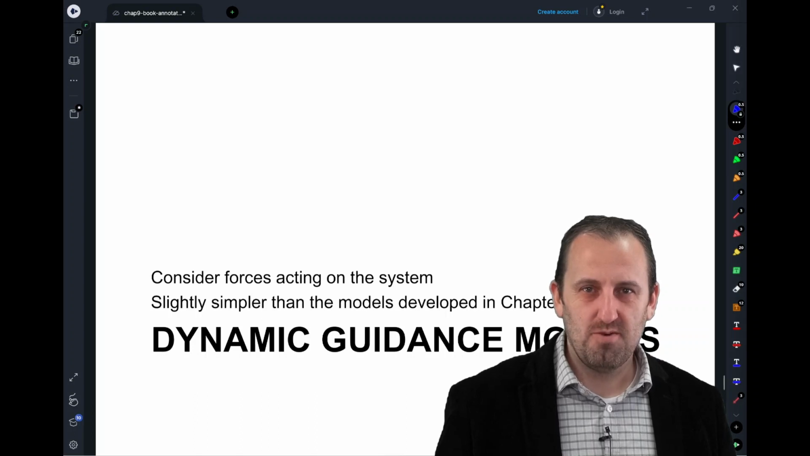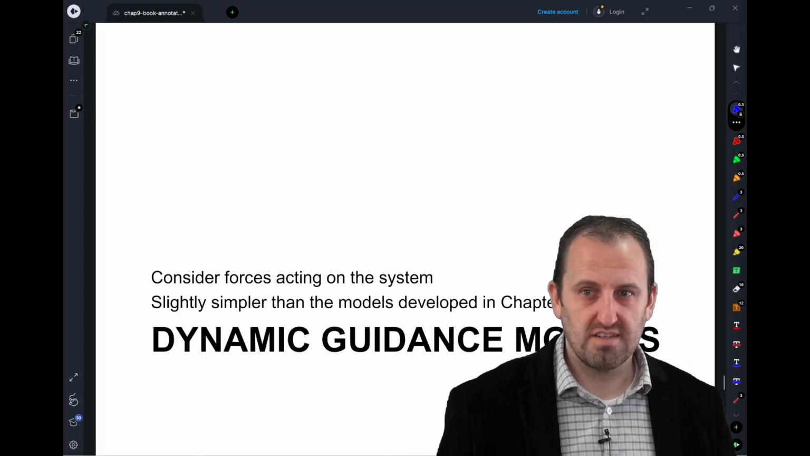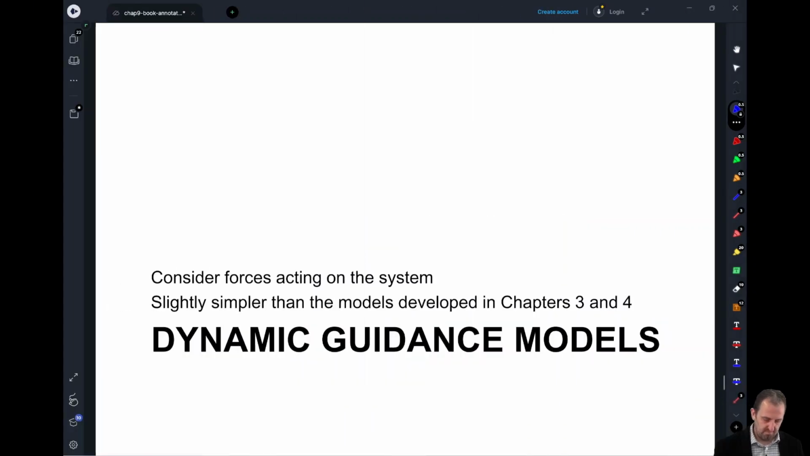In this video, we'll be discussing a dynamic guidance model for the aircraft. We use the word dynamic, again, because we're going to be directly incorporating two of the forces that act on our system. So we'll consider course angle and flight path angle in terms of the lift, and we'll consider the ground speed changes in terms of the thrust. So let's go ahead and get started.